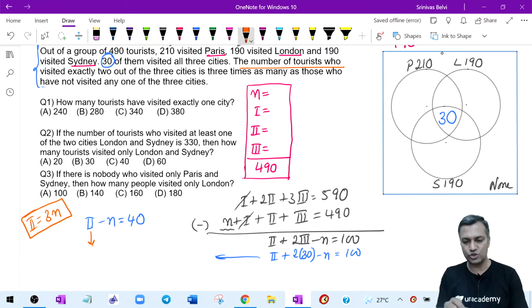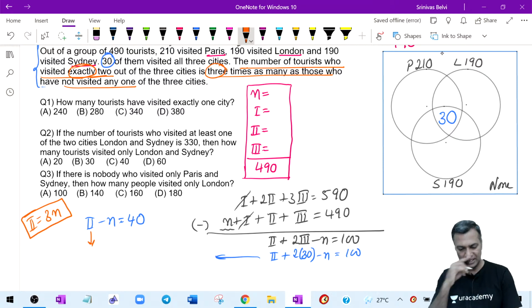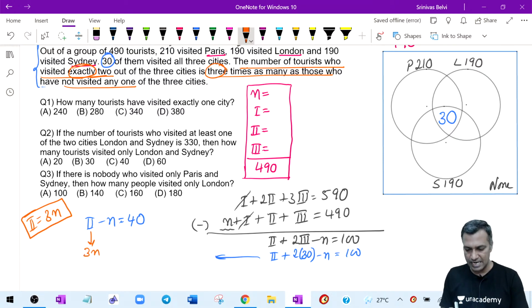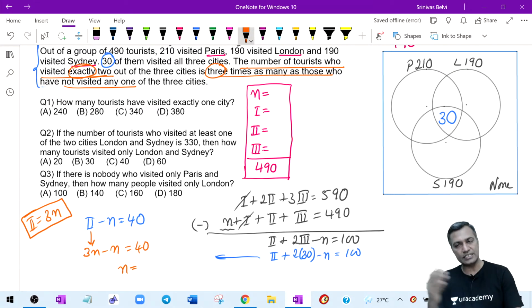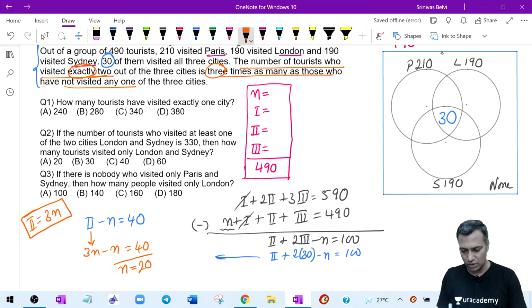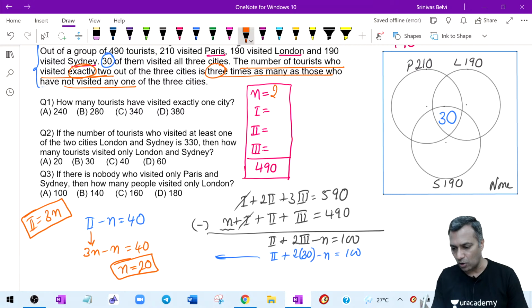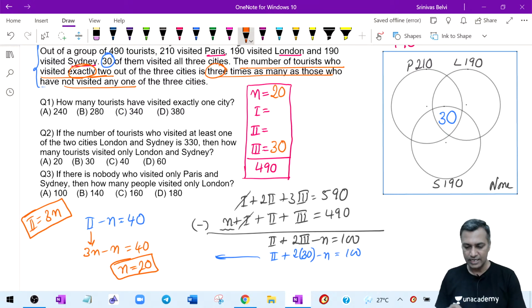The number of tourists who visited exactly 2 out of the 3 is nothing but 3 times those who visited none of them. Okay, 3 times n. Substitute: 3n minus n is equal to 40. From here you get that 2n is equal to 40 and hence n is equal to 20. One thing you opened up. All right, n is equal to 20. Region 3 is equal to 30. Now what about region 2?